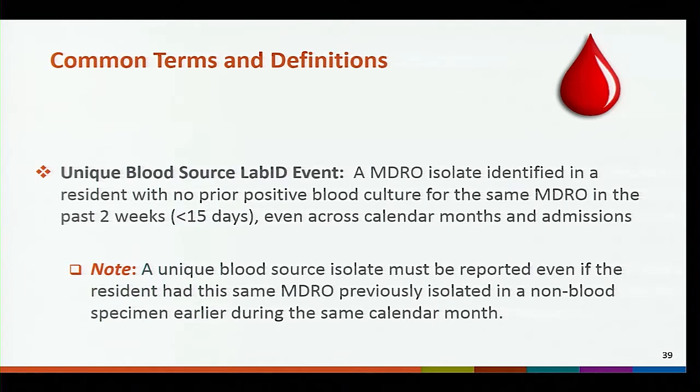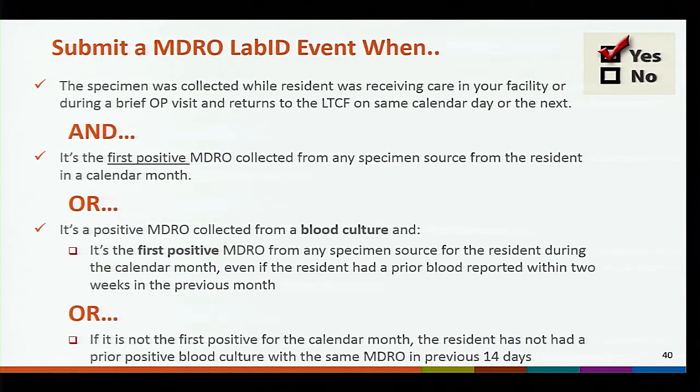If you don't already see where we're going with this, I'm going to go ahead and tell you. This surveillance is a little bit different than surveillance for C. difficile. It takes a little bit of getting used to, but I think that when we get to the figure, it's going to help you. A unique blood source lab ID event is defined as an MDRO isolate identified in a resident with no prior positive blood culture for the same MDRO in the past 2 weeks. So this definition is the same. It matches the CDI lab ID event, as you're going to see. Okay. You guys ready for this?